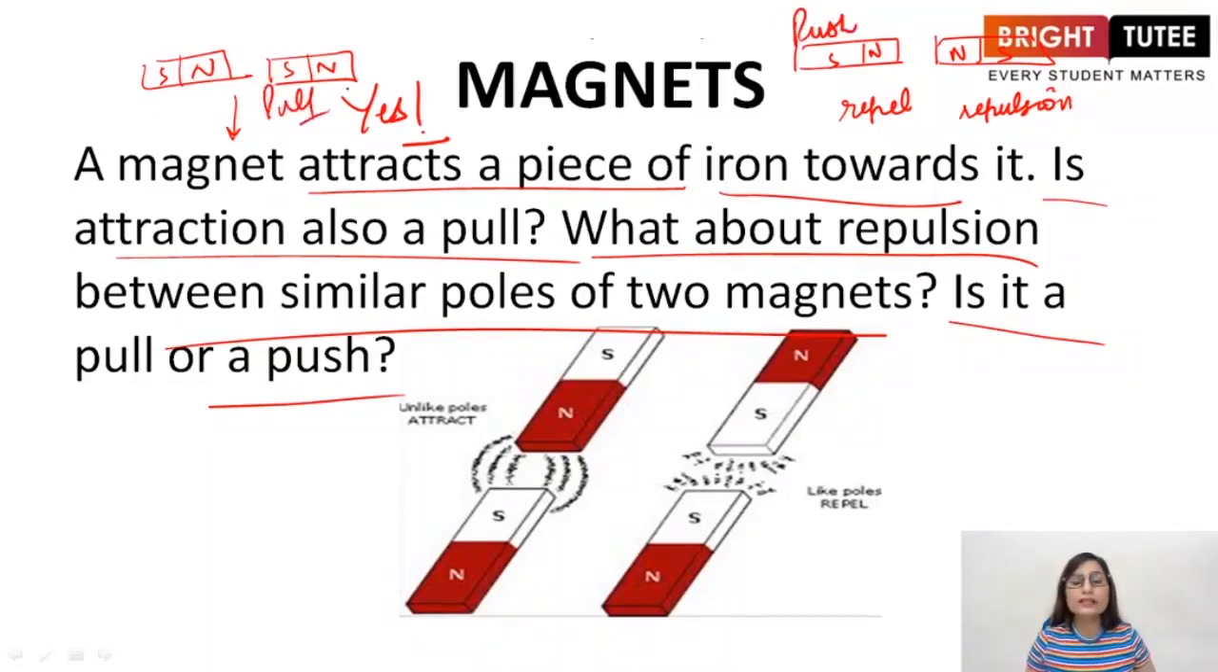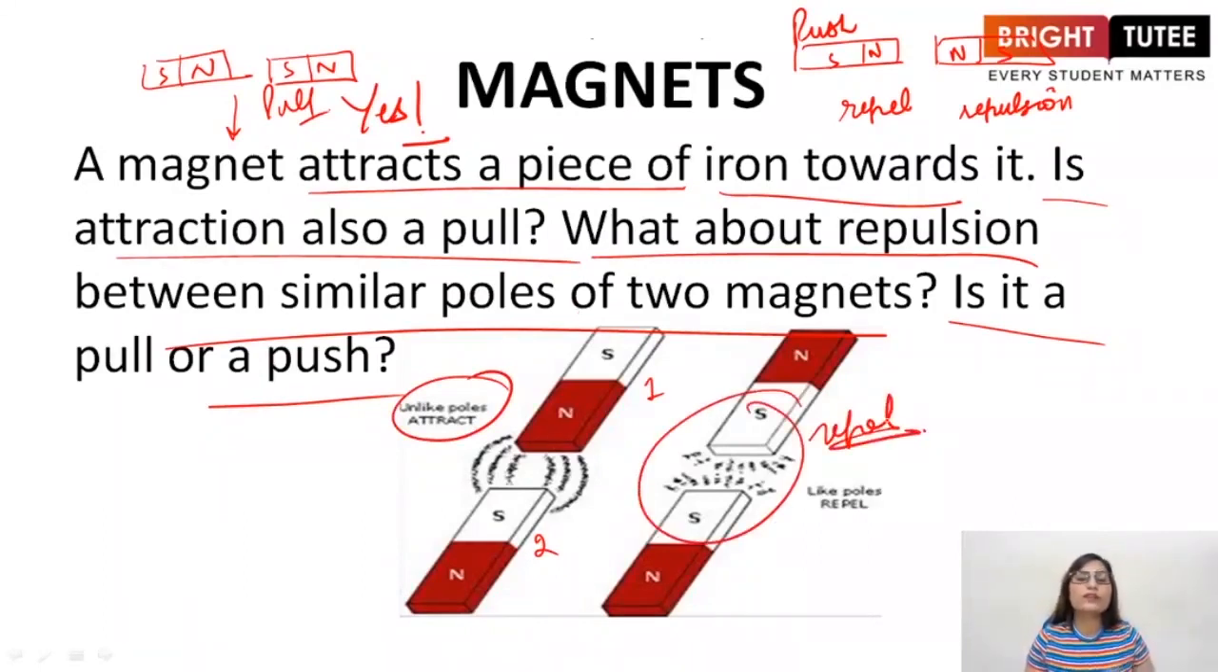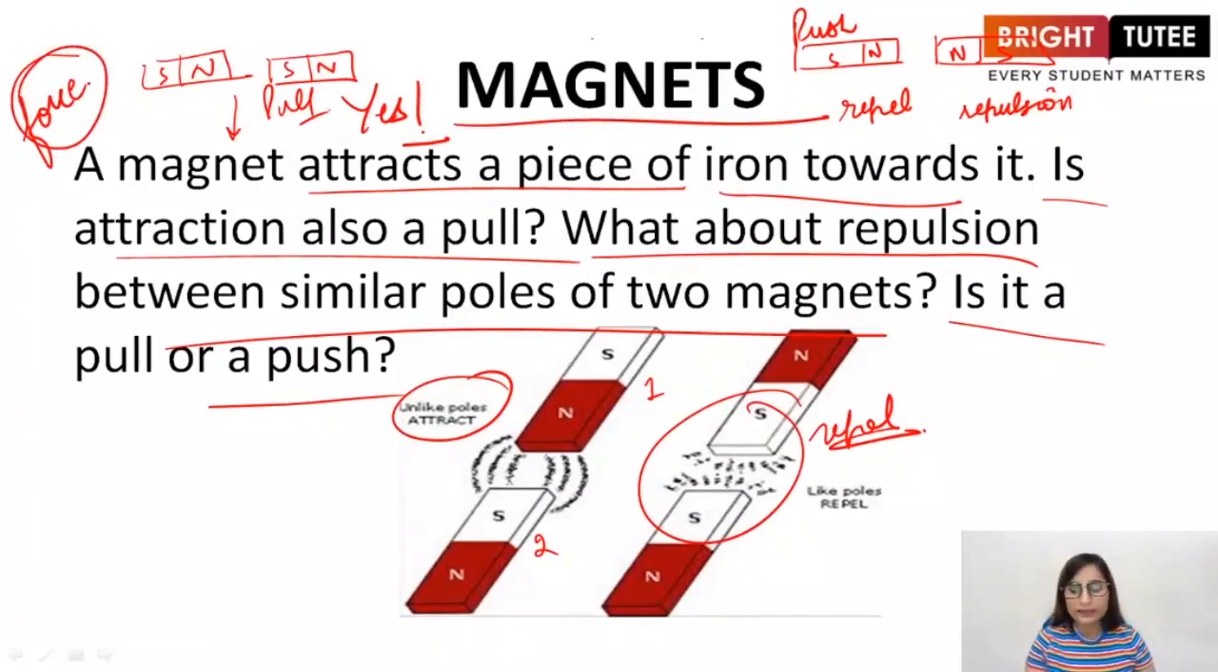Yes, so magnets also have some force inside them due to which they can pull another magnet or push another magnet according to the orientation of the poles. As you can see in this diagram as well, there is one magnet here and second magnet here with unlike poles towards each other, so they attract each other, right? While like poles repel each other. So this is also kind of a push or a pull, and hence we can say that magnets utilize some force in order to perform this activity, right?